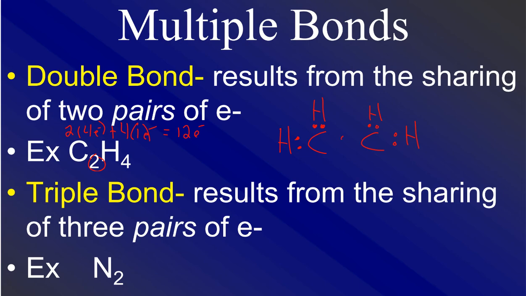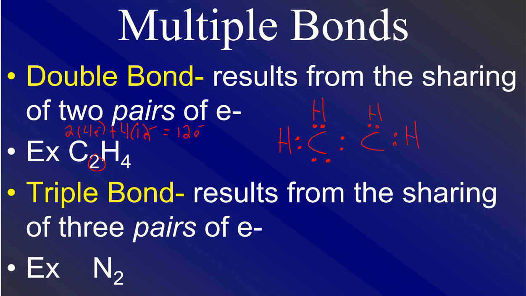So let's go ahead and make a single bond there. So it's going to attach the 2 carbons. So we use 2, 4, 6, 8, 10, 12. Okay, so we've used all 12 of them. Here's the problem. This carbon right here only has 6. It's got 2, 4, 6. Okay, this carbon's good because it's got 8.